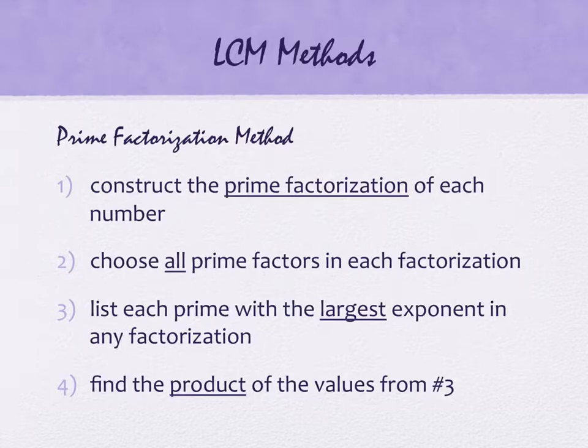Now, step 2 is different. It says choose all prime factors. Last time we only chose the prime factors they had in common. So that's different. Step 3 says to list the largest exponent, and last time for greatest common divisor, we listed the smallest exponent. And then step 4 is the same thing. We find the product of what we get. Multiply it all out.